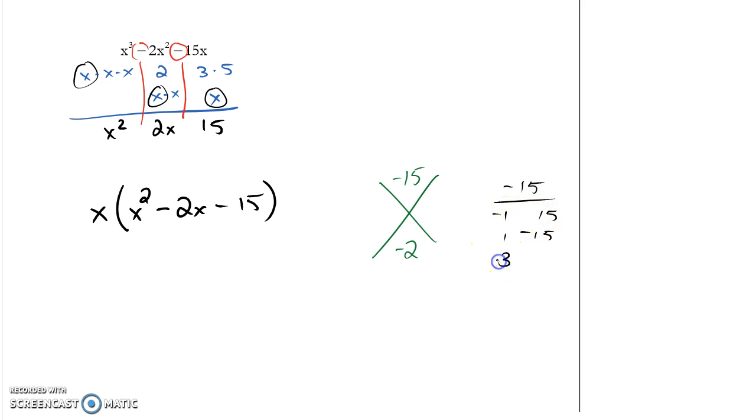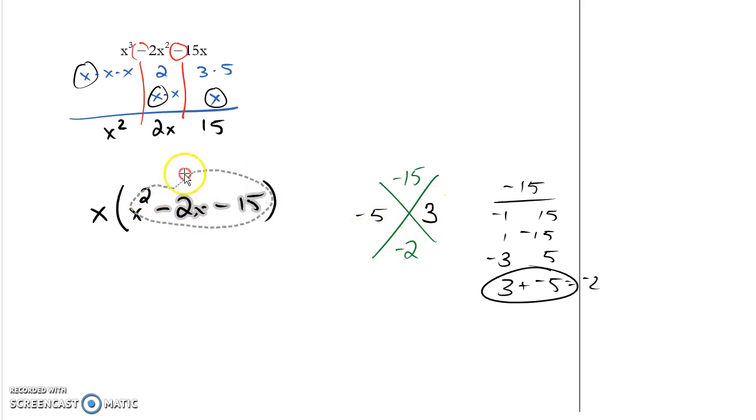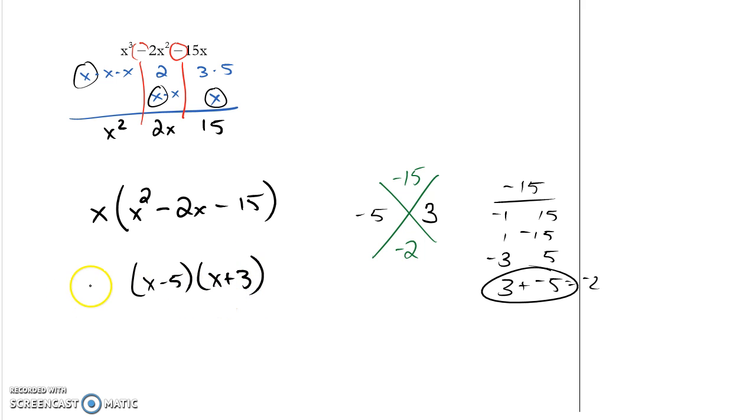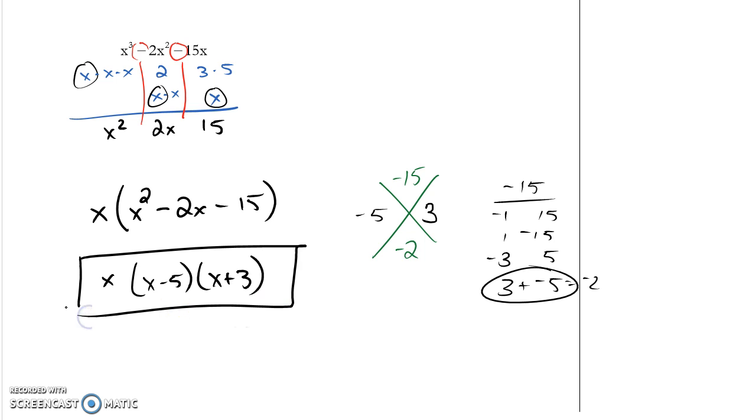2 doesn't work, 3 does, negative 3 times 5, or 3 times negative 5. Only one of those combinations adds to negative 2. That's this one. So it's a negative 5 and a positive 3 in either order. This expression now factors to x minus 5 and x plus 3, but my answer has to include the GCF as well. Then I'm done.